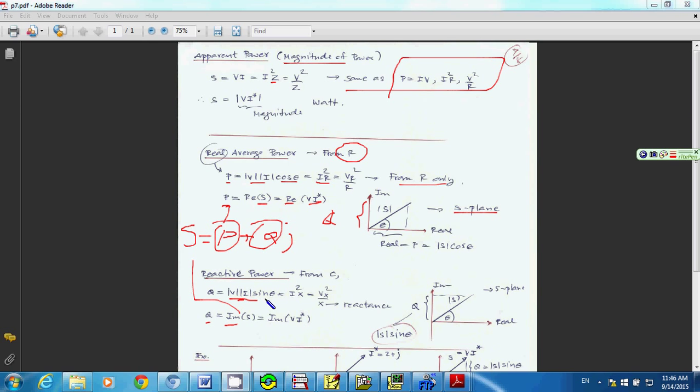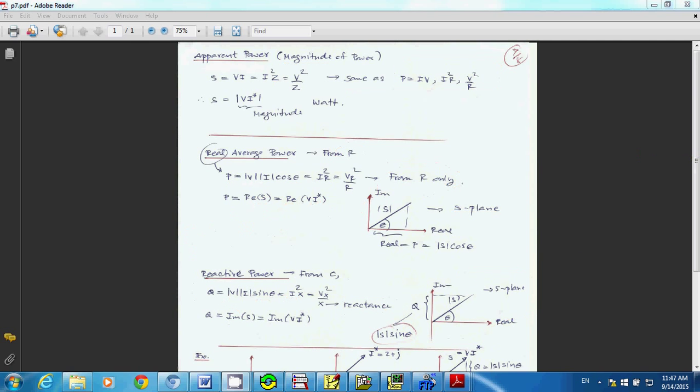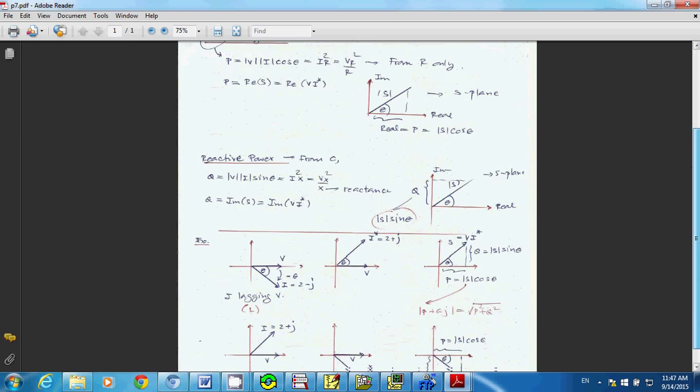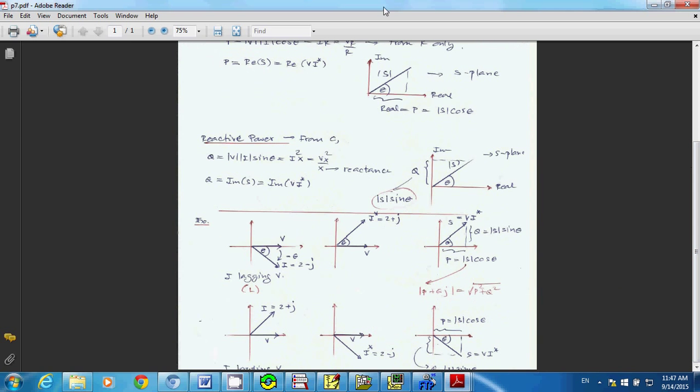Q becomes the magnitude of S multiplied by sine theta, and the magnitude of your S is equal to the magnitude of V multiplied by the magnitude of I, or equal to I squared X, or equal to V squared over X, because it comes from reactance. And P, the real power, comes from R only. Okay, so this diagram again gives you a better idea to analyze your RLC circuit.